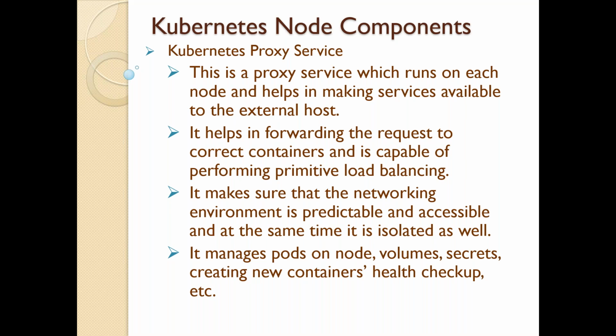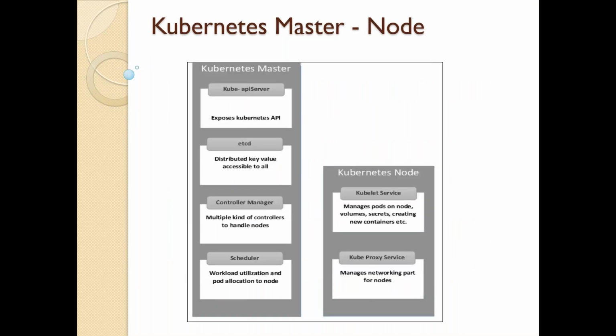It makes sure that the networking environment is predictable and accessible at the same time. They are all isolated as well. So Kubernetes proxy is the one which will manage all the nodes, volumes, secrets, and all the other controllers that are actually needed for your node component. So these are the basic components you need to know.